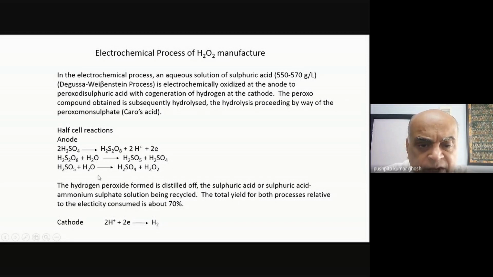So that way it's a very nice process because it doesn't really involve the generation of any waste, because the sulfuric acid is getting regenerated. Effectively, what you have is hydrogen on the cathode side, which again can be utilized. The current efficiency is not bad, 70%. So it's a reasonably good process and definitely it would be in the realm of a very clean technology.